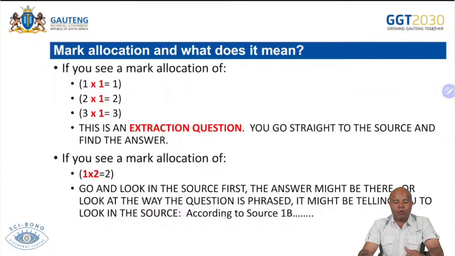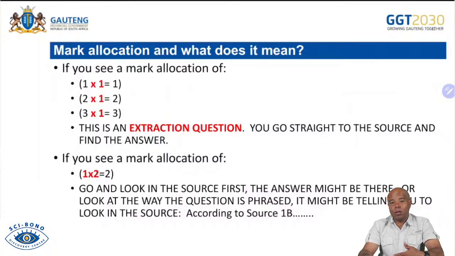Now let's go further into the mark allocation and what it actually means. If you see a mark allocation of 1 times 1, 2 times 1, 3 times 1, this is what we call extraction level 1 questions. It means you go straight to the source and you find the answer. We will be doing an example later in the session where you will begin to notice that the first answer is normally in the first 3 to 4 lines. Then the other one follows after that.